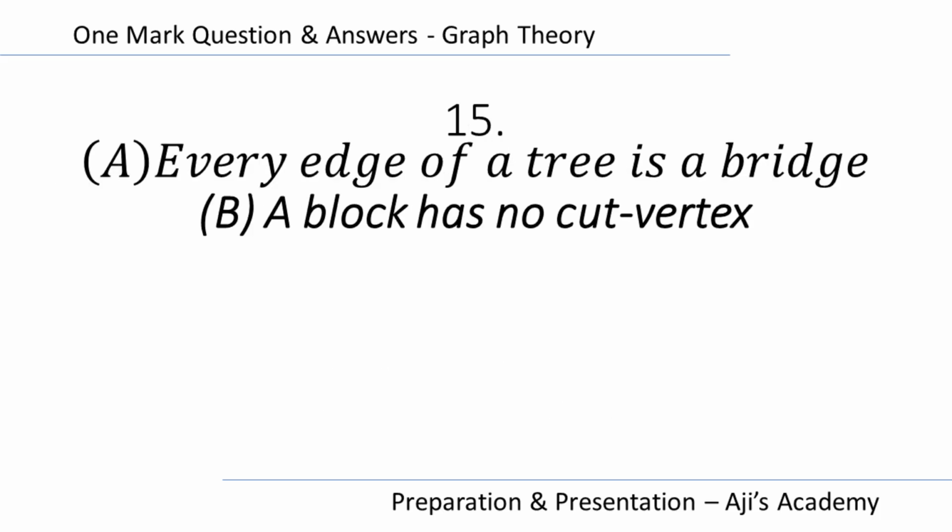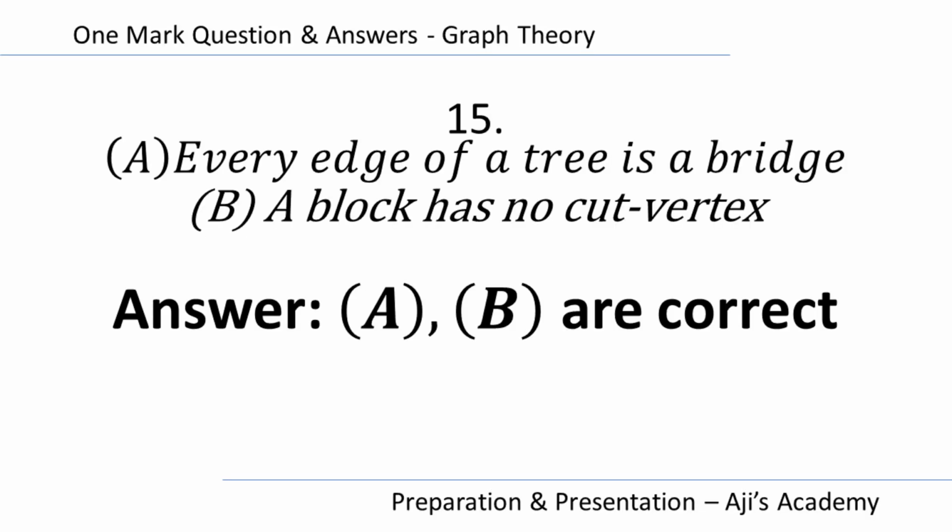Question number 15. Here two statements are given below. A, every edge of a tree is a bridge. B, a block has no cut vertex. Which one is true, or both are true, or both are false? The options are given below. So the answer is A and B are correct.